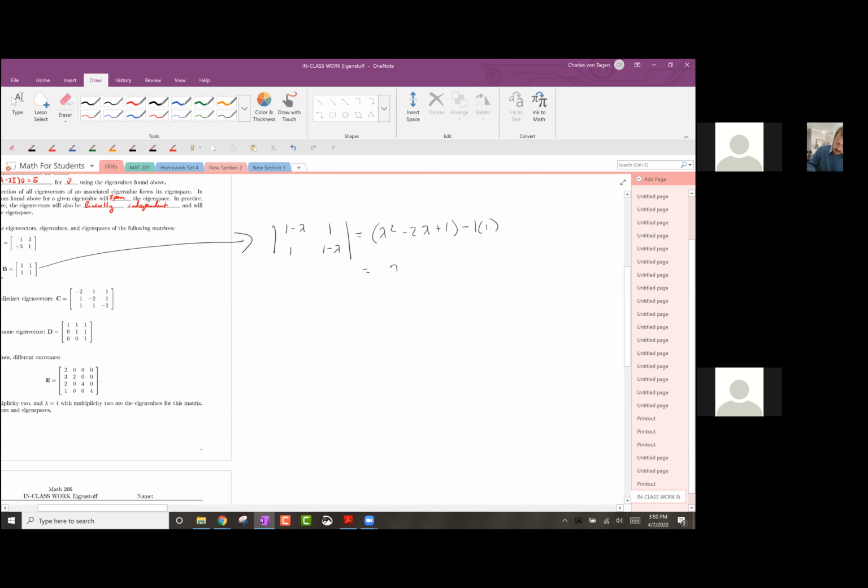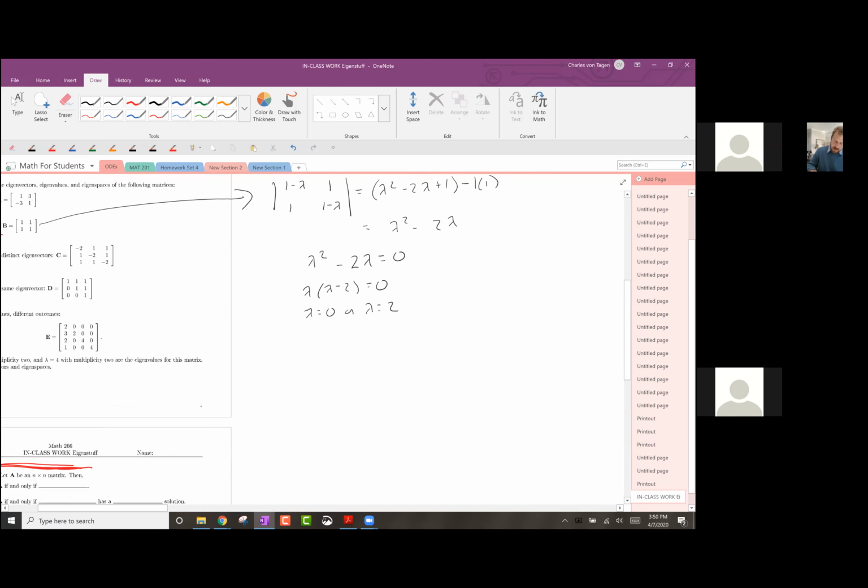And so that gives us lambda squared minus 2 lambda, and we want that determinant to equal 0. So we get lambda times lambda minus 2 equals 0. So we get lambda equals 0 or lambda equals 2. I just felt it was important for you to see an example where you have 0 as an eigenvalue, but really nothing changes.